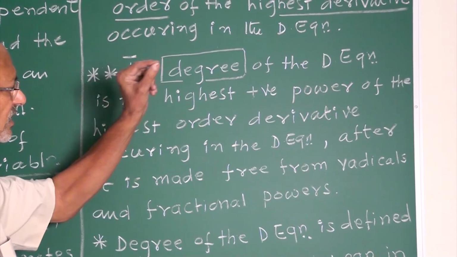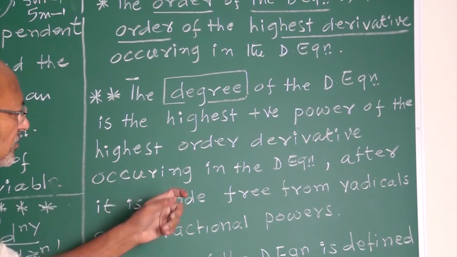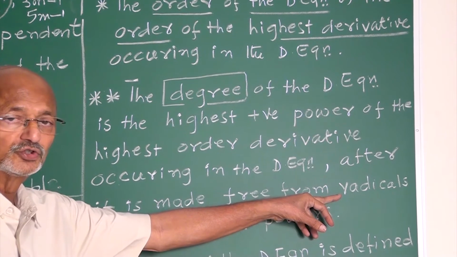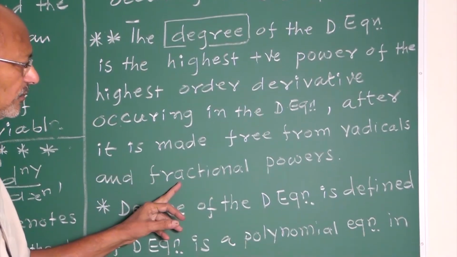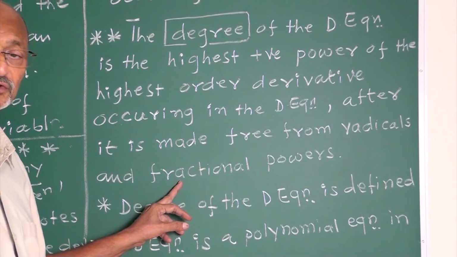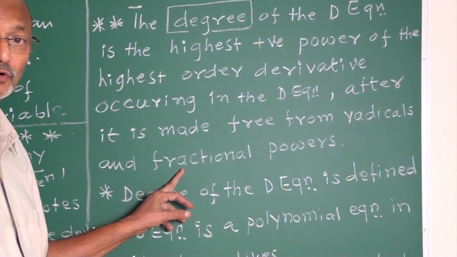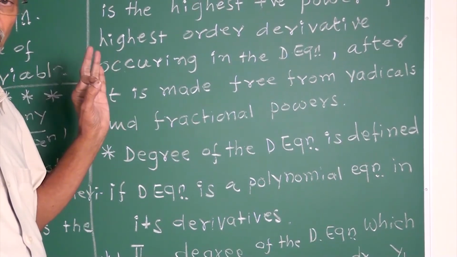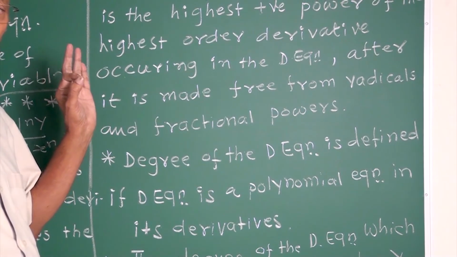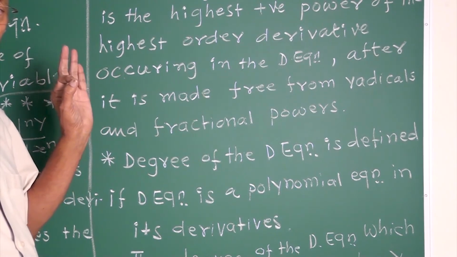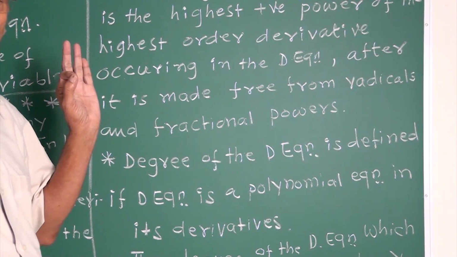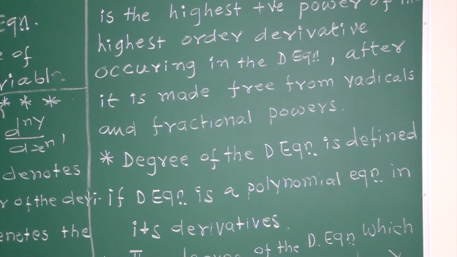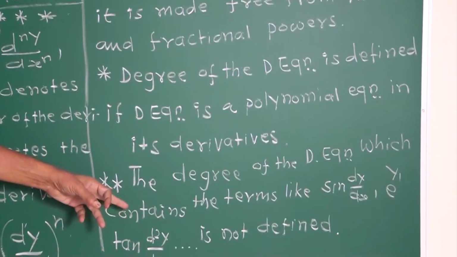this is the highest power of the highest order derivative. While writing that power, the differential equation must be free from radical signs, square roots, cube roots, and it must be free from fractional powers. There should not be 1 by 2, 2 by 3 like that. And the power must be positive. Positive, should not be negative. One more is there, my friend.